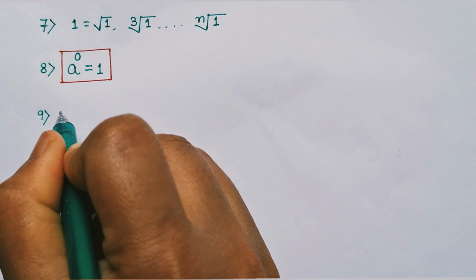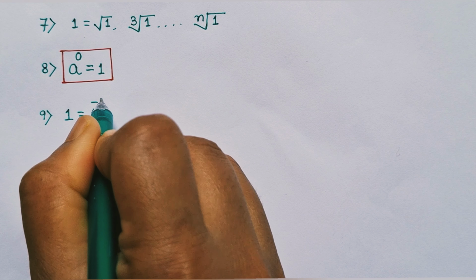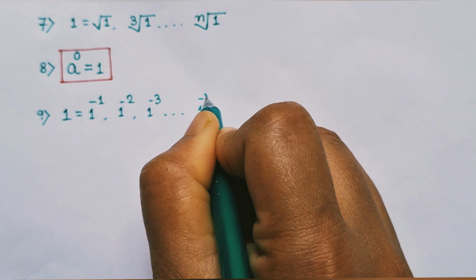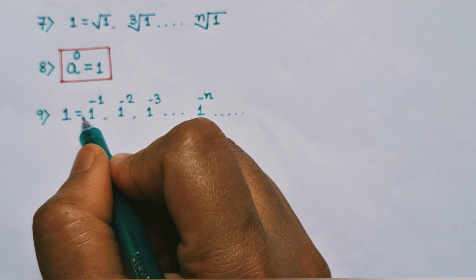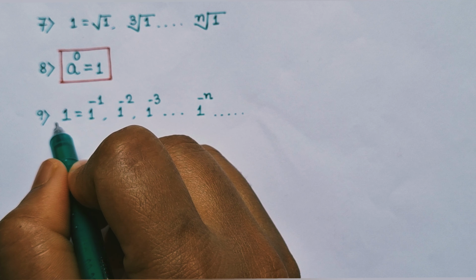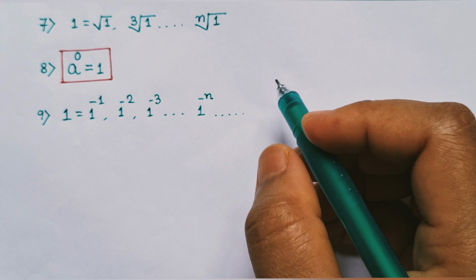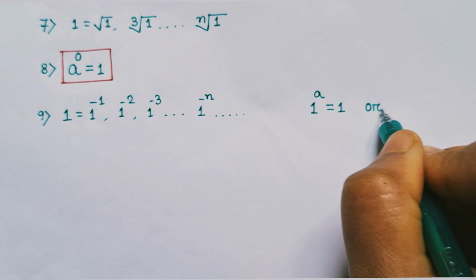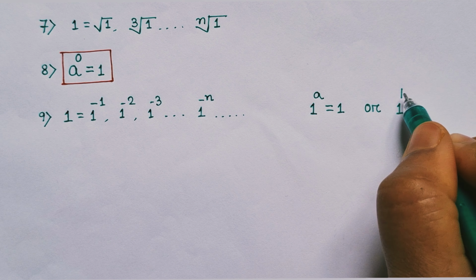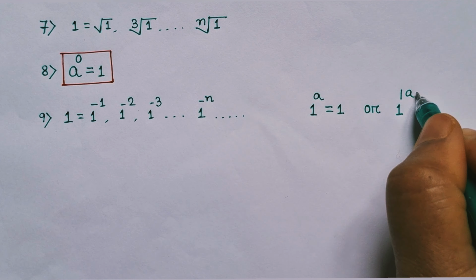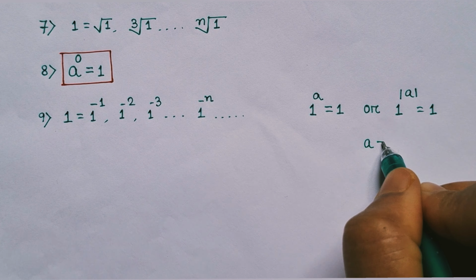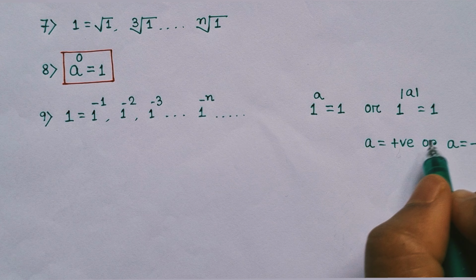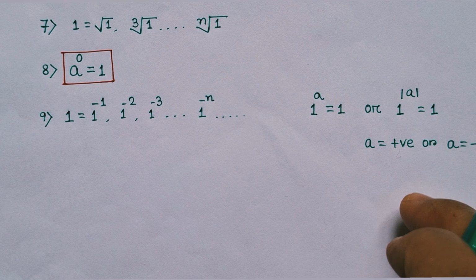We can also represent 1 as 1 equals 1 to the power -1, 1 to the power -2, 1 to the power -3, dot dot dot, 1 to the power -n. Whenever the power is negative, it will still give the value 1. So we can conclude here that 1 to the power a equals 1, or we can write 1 to the power mod a equals 1. That means a can be positive or a can be negative. Whether it is positive or negative, it will always give the value 1.